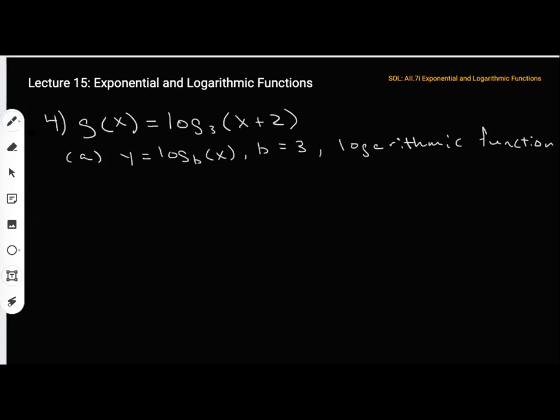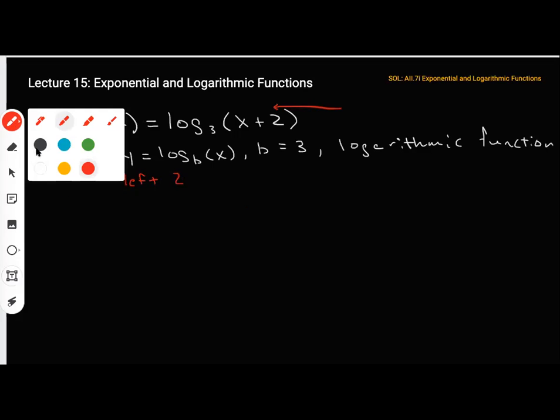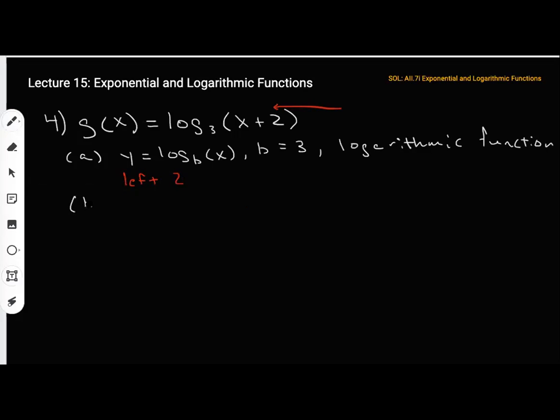What is the transformation, if any? How about this plus 2 right here? That's going to make it go to the left by 2. And we'll see that when we graph it. Okay. Domain. This is kind of tricky. What we're going to do first is figure out what the vertical asymptote is. But my range is going to be all real numbers. All real numbers. That's going to be the case for every log function.